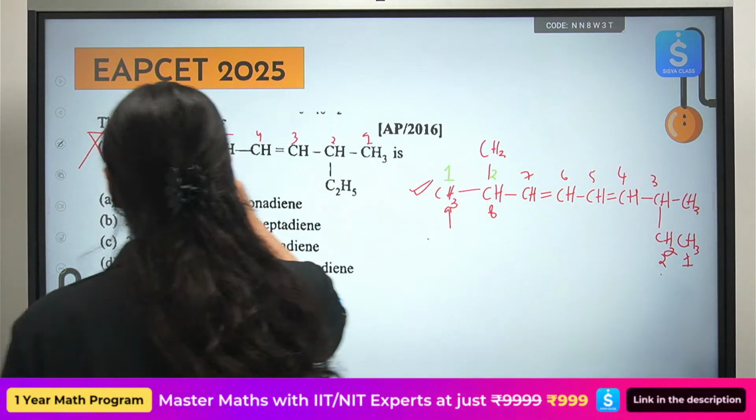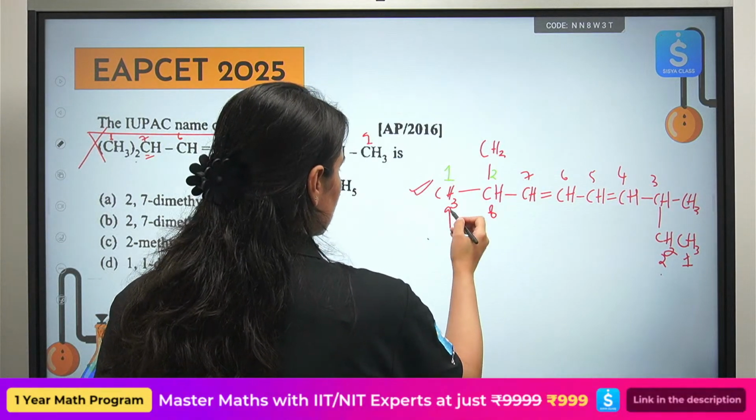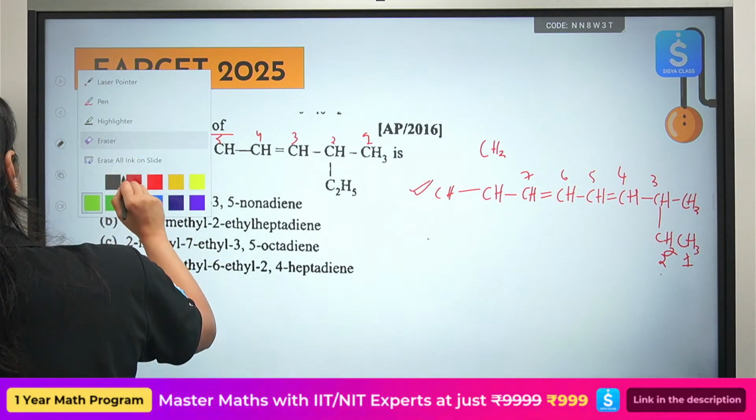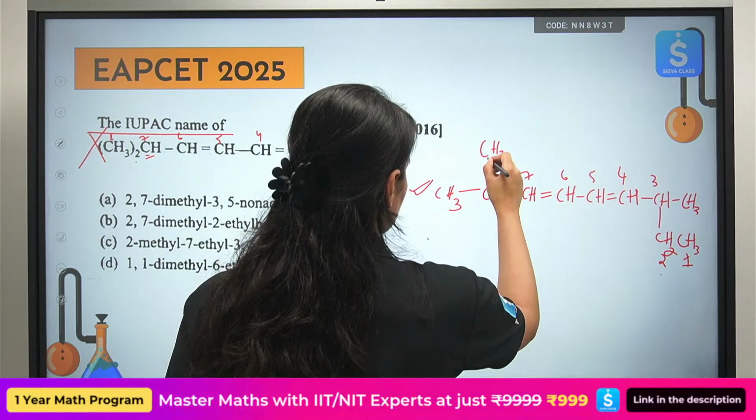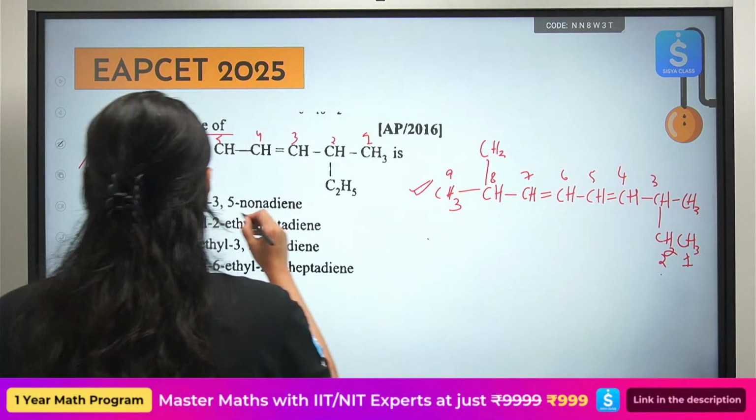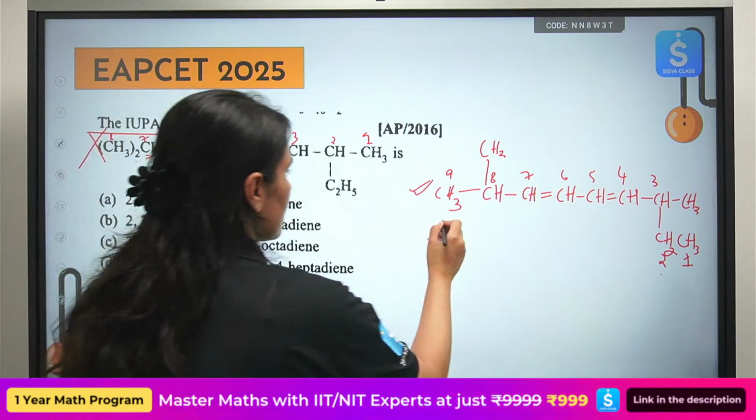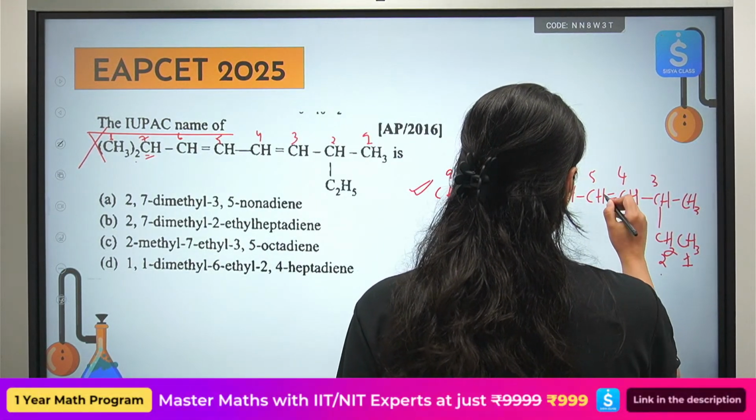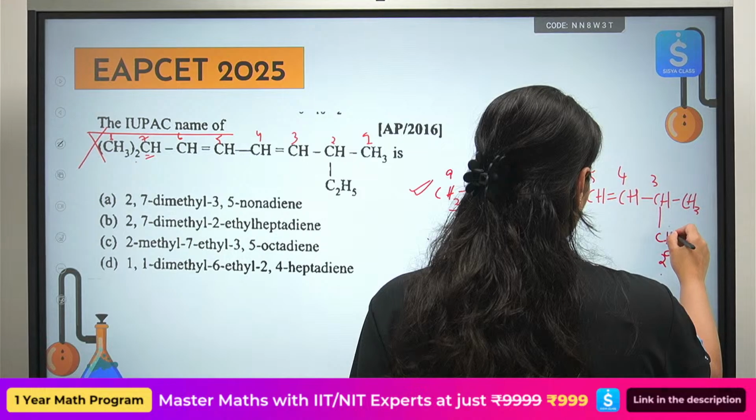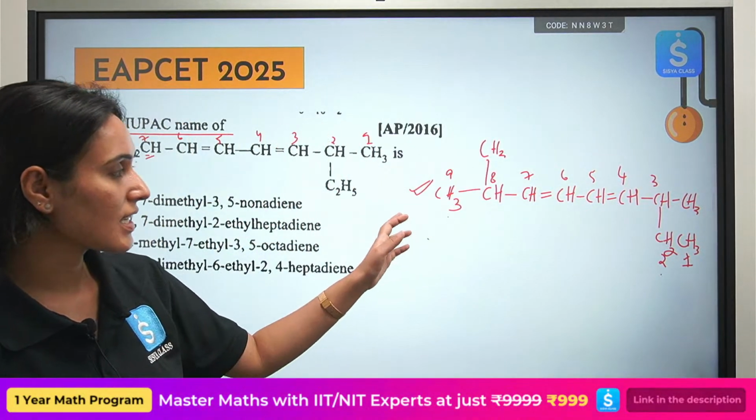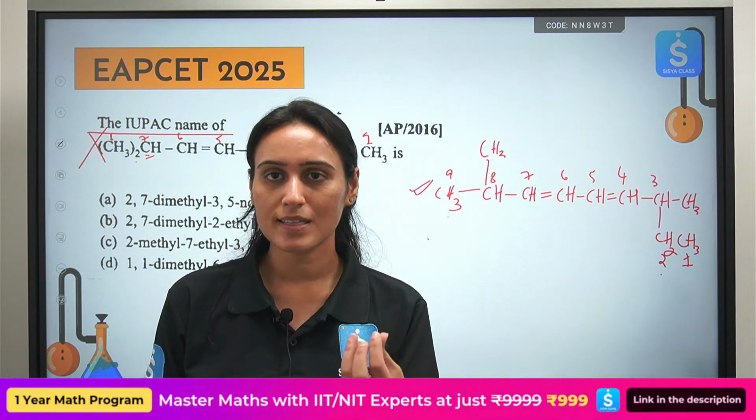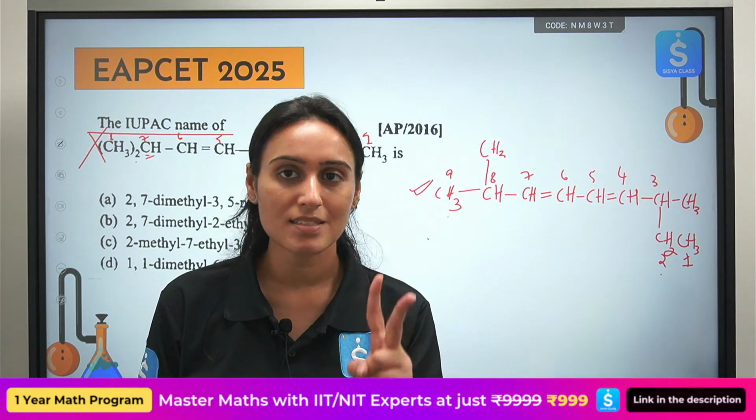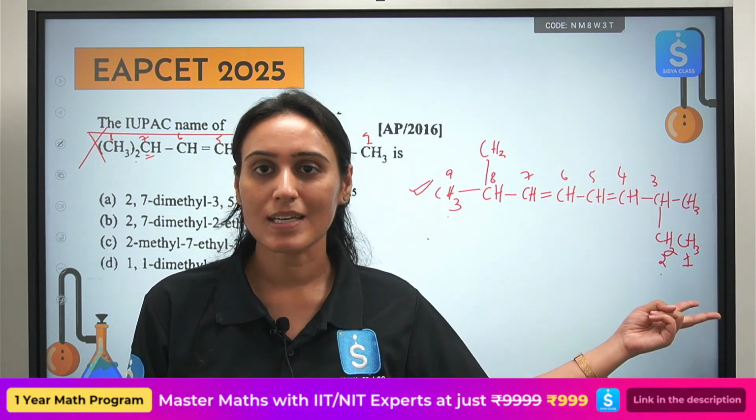I should write it here. This was 8, this was 9. And now let's do it with a different color. Okay, so first carbon atom, second, third, fourth, fifth, sixth, seventh, eighth, ninth. Okay, so if I do the numbering from this side, how will we select which one is correct? I should give the lowest locant numbering to my multiple bonds and after multiple bonds to my substituents. Okay, so multiple bonds will take precedence here because it is an unsaturated compound.